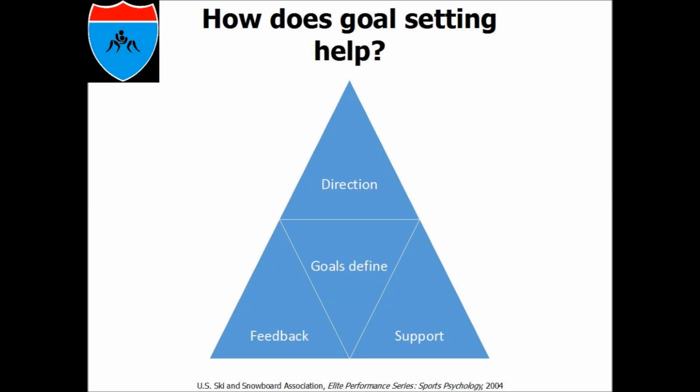How does goal setting help? 3 different triangles there. If you look in the center and then you kind of go outwards, the goals are going to define the direction, the feedback, and the support. So number 1, goals can kind of tell you where you're going and how you're going to get there, and that would be the direction. Number 2, they're going to give you feedback. Did you achieve or not achieve your goals, and what steps do you need to get there?